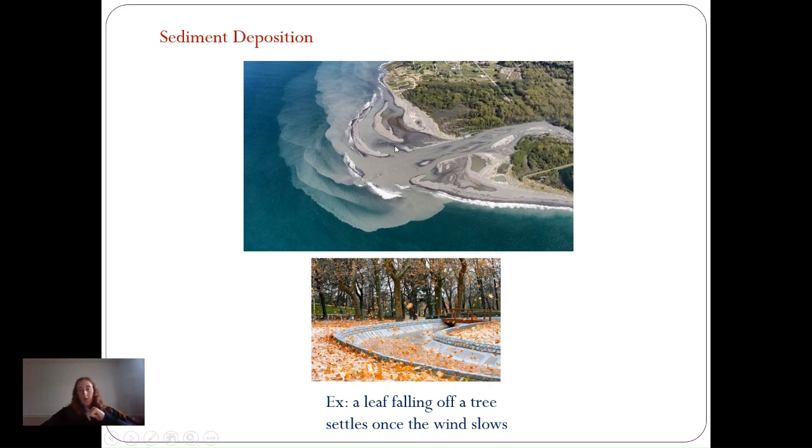This is a delta here. So basically a river is meeting the ocean. And then the reason you see all this cloudy, muddy material is because you have a fast flowing river that meets slow moving ocean, and all of that material just starts to settle and drop out. So that would be sediment deposition.